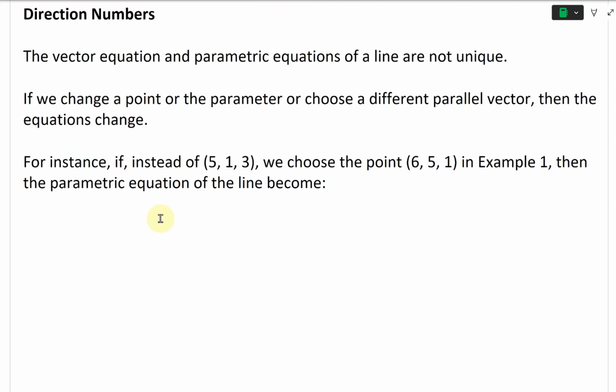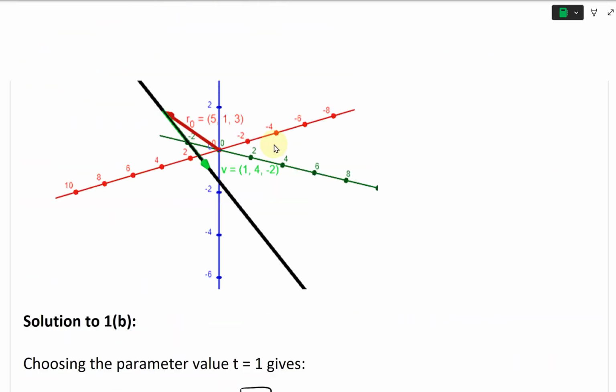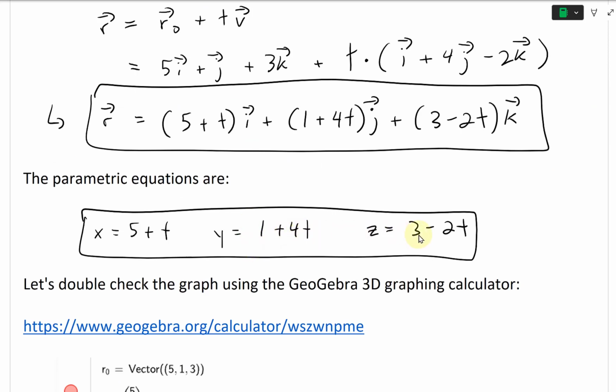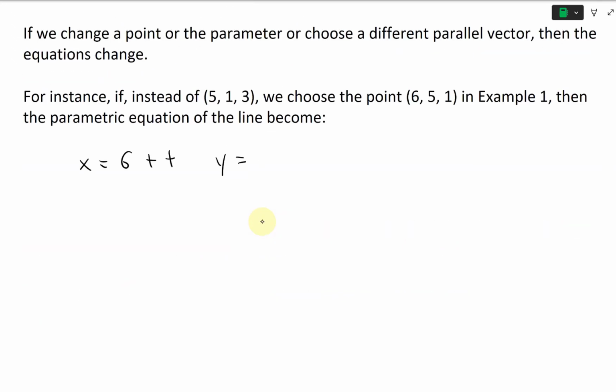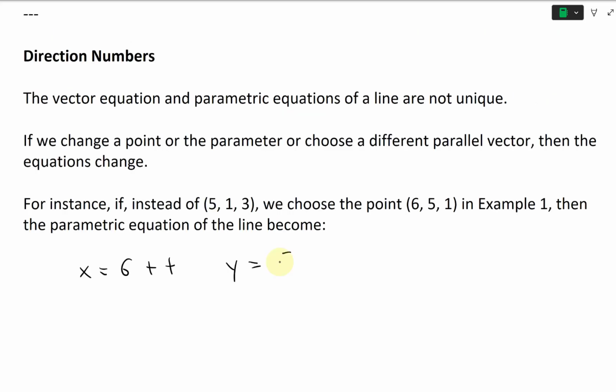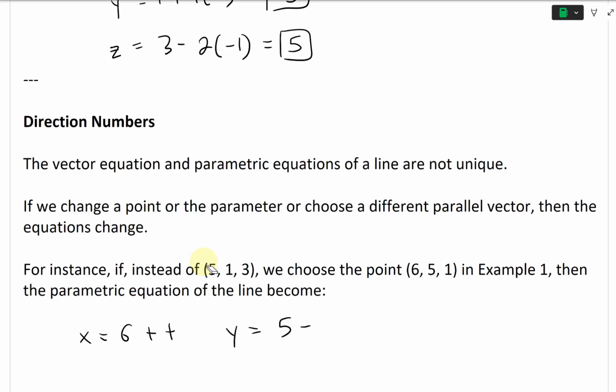In example 1, then the parametric equations of the line become, instead of 5, 1, 3, this: x equals 6 plus t. Let's go back here. y was equal to 1 plus 4t, and z is 3 minus 2t, but then this is not going to be 1 anymore. It's going to be 5 now, because we're switching this 1 with this 5. So y equals 5 plus 4t.